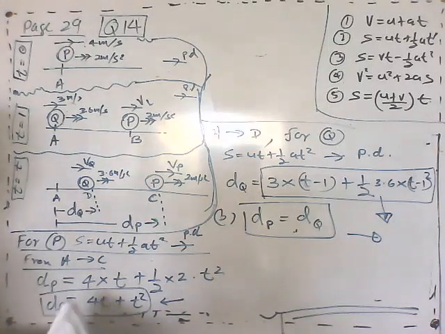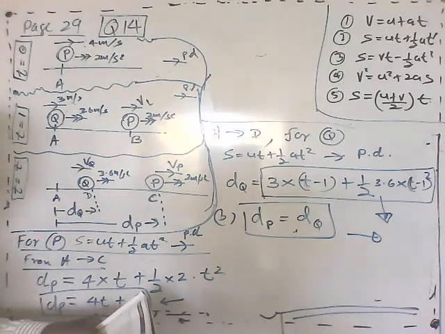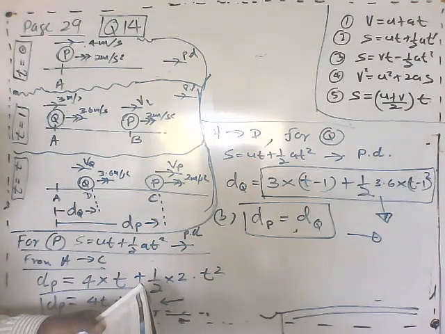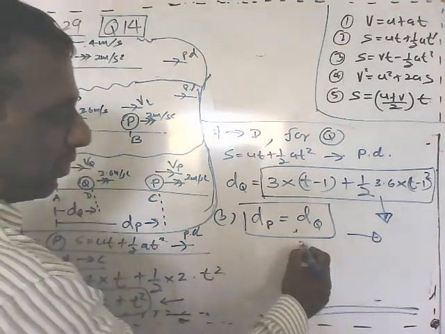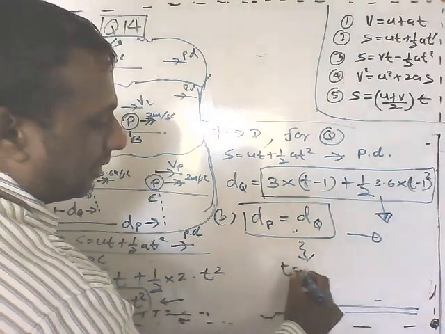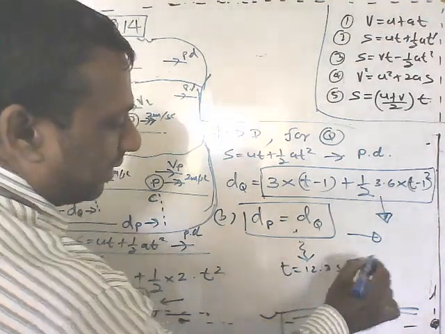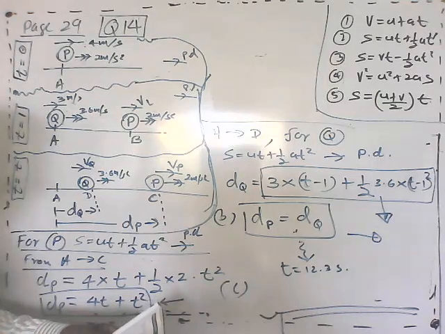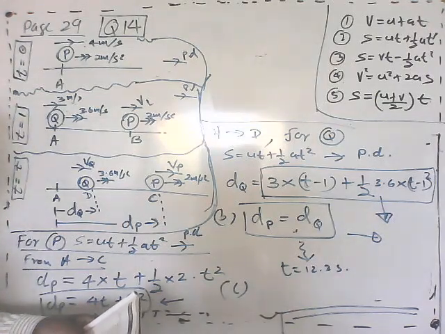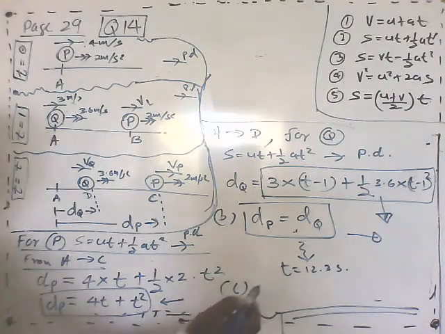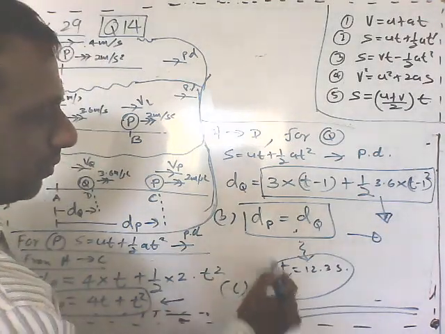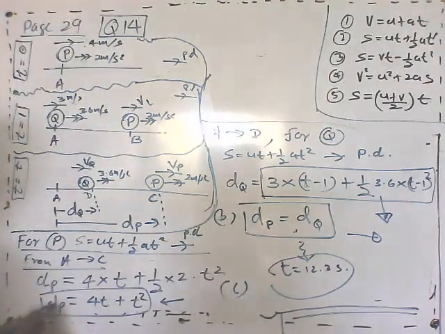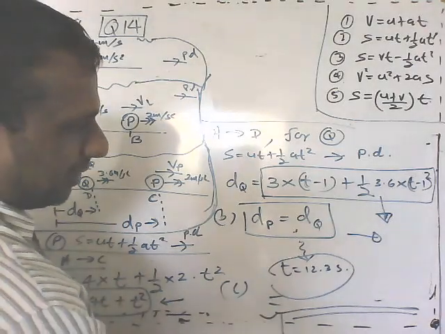And also part C, it says find the distance of A from the point where the particles meet. So when you solve this, we will say we got T equals 12.3 seconds, right? Part C, what we have to find is the distance of A from the point where they meet. So either substitute this value into dq or dp, both should give the same answer.